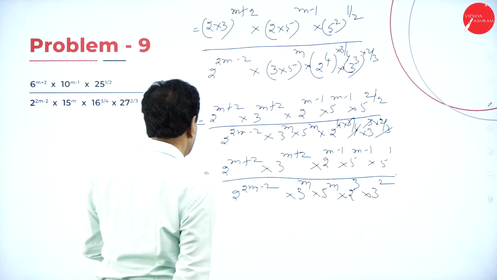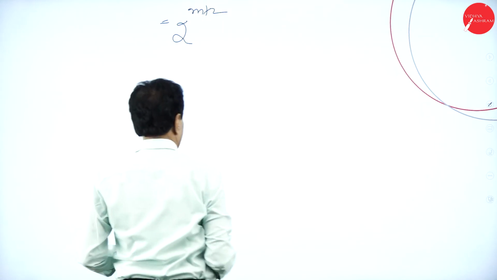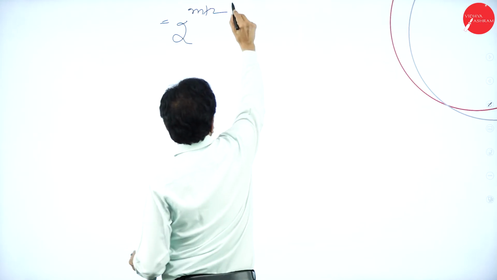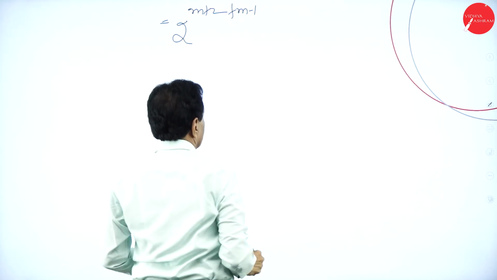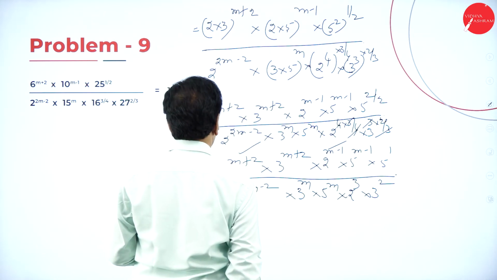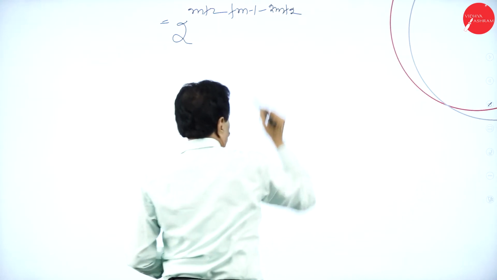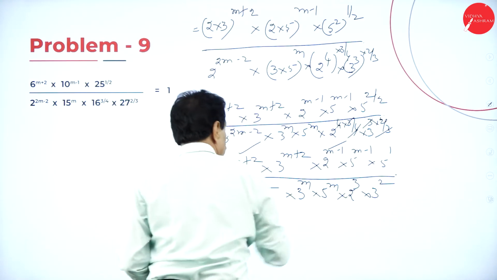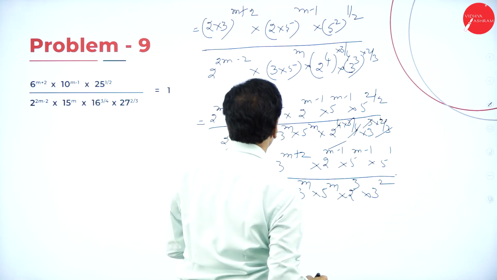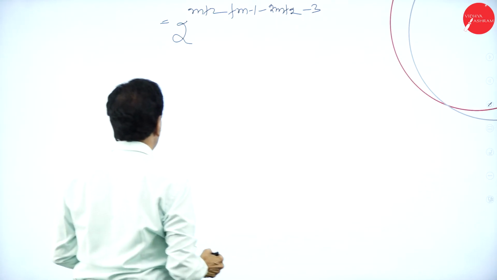2. First one, m plus 2, this over m minus 1. This over, this is minus 2m plus 2. Minus 2m plus 2, this over. Minus 2, minus 3 becomes plus minus 3. This goes in favor of 2.